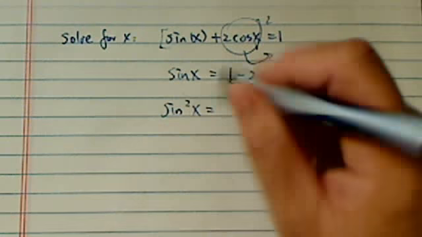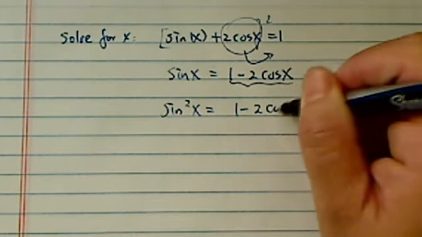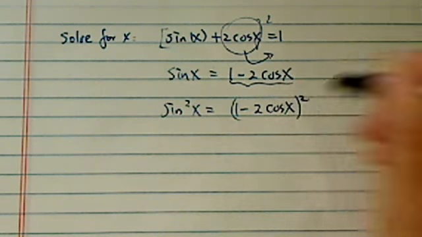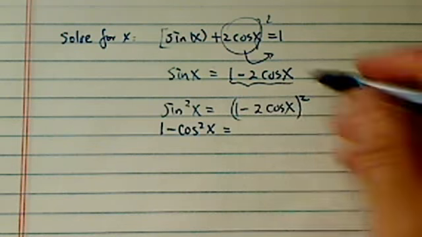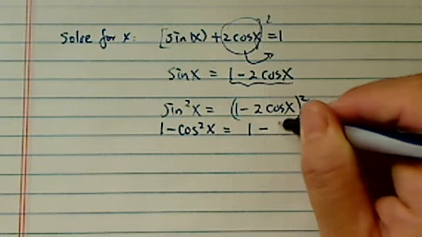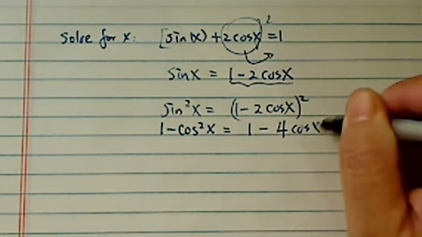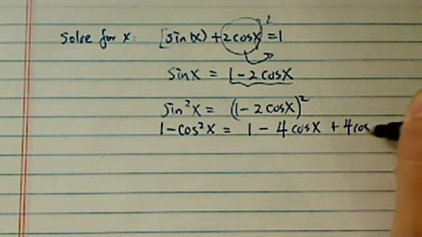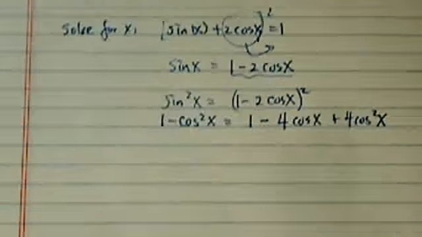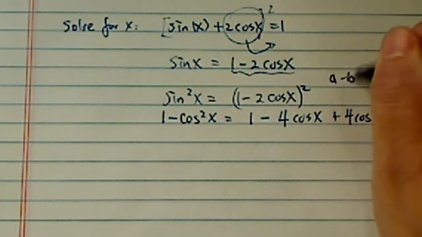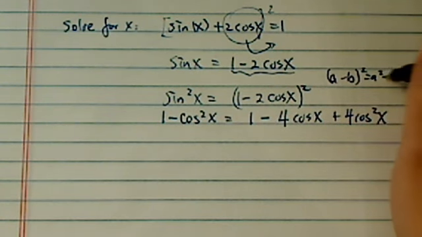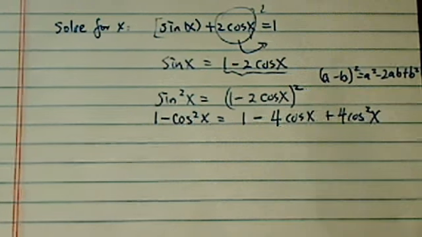Okay, so sine squared x is equal to 1 minus 2 cosine x, the whole thing squared. Let's make this one equal to 1 minus cosine squared x. This side, I'm going to open it up. So that's 1 minus 4 cosine x plus 4 cosine squared of x. All I did is use the formula that a minus b squared is equal to a squared minus 2ab plus b squared. That's all I did over there.